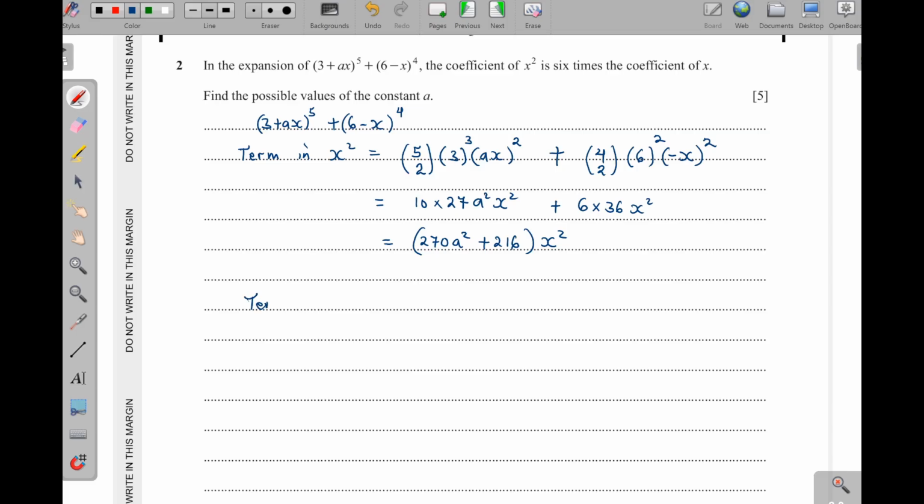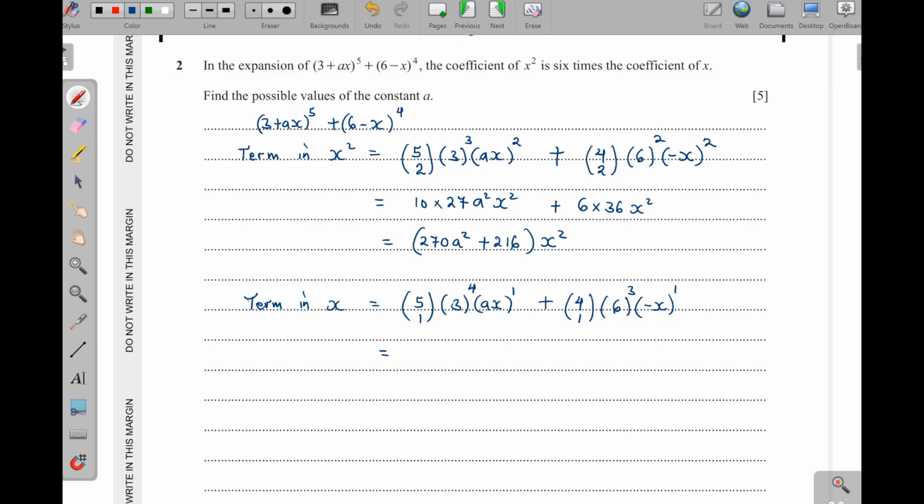Then we can also get the term in x, so it will be 5, then combination something, we have 3, and then ax. Of course this will be 1, and that will be 1 there, and since this is power 5, then that means here we shall have a 4, then plus 4 combination something, then we have 6, and then negative x. That means this one will be to the power of 1, then to the power of 1, and since this is power 4, that means here we shall have a 3 as the power.